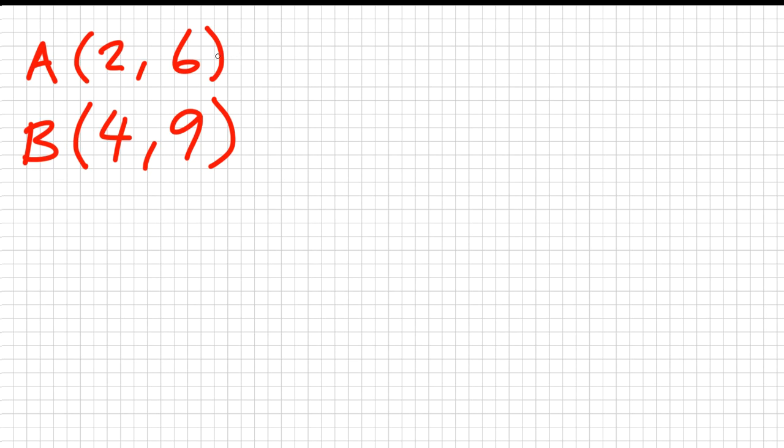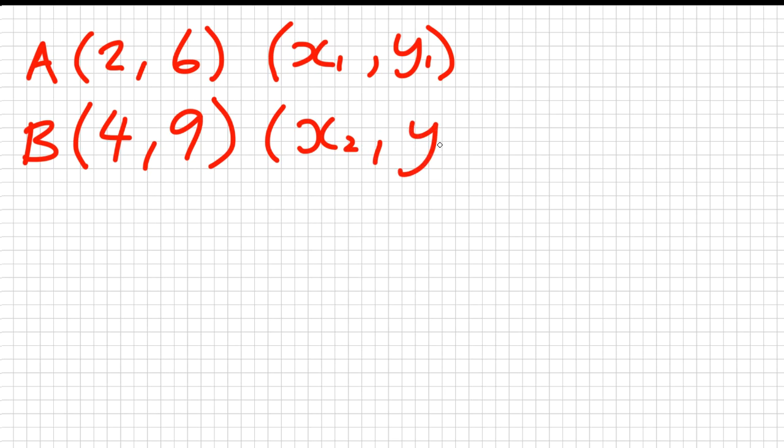Now with A, I'm going to say that's my first point. So this X value of 2, I'm just going to refer to that as X1, and this Y value of 6, I'm going to refer to as Y1. So X1 and Y1. My Y1 value is 6. This one I'm going to call X2 and Y2.